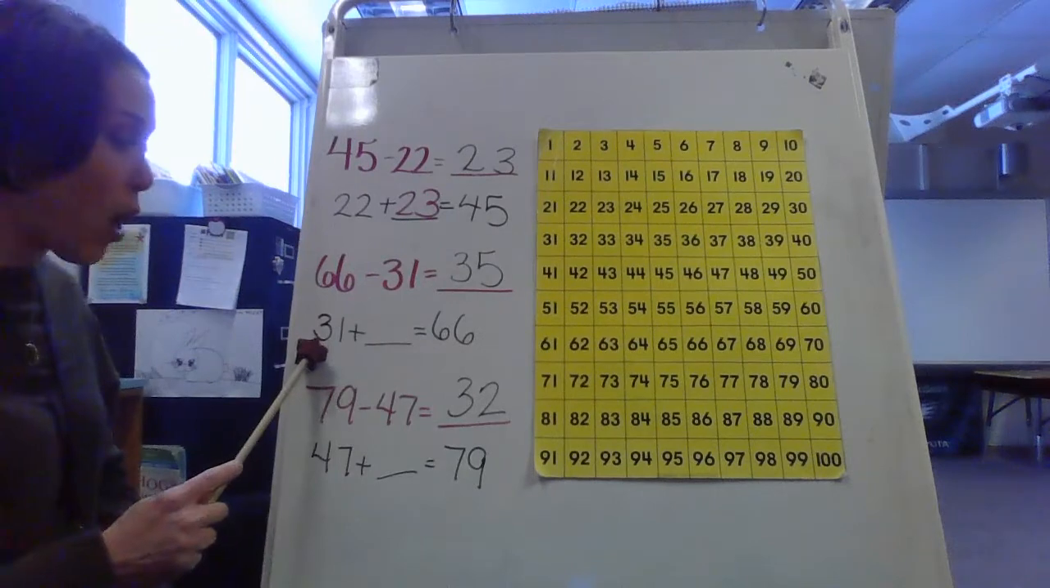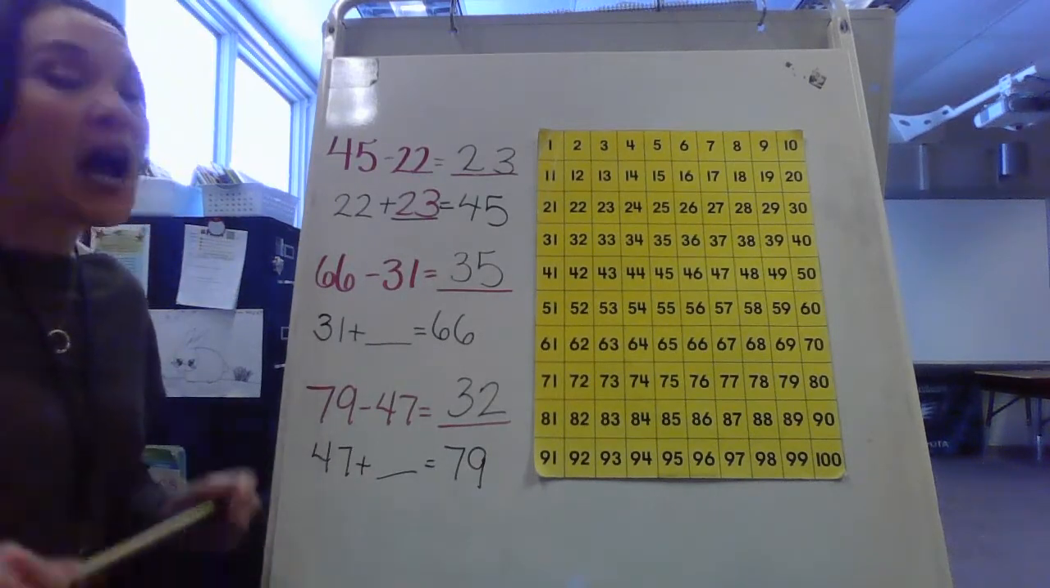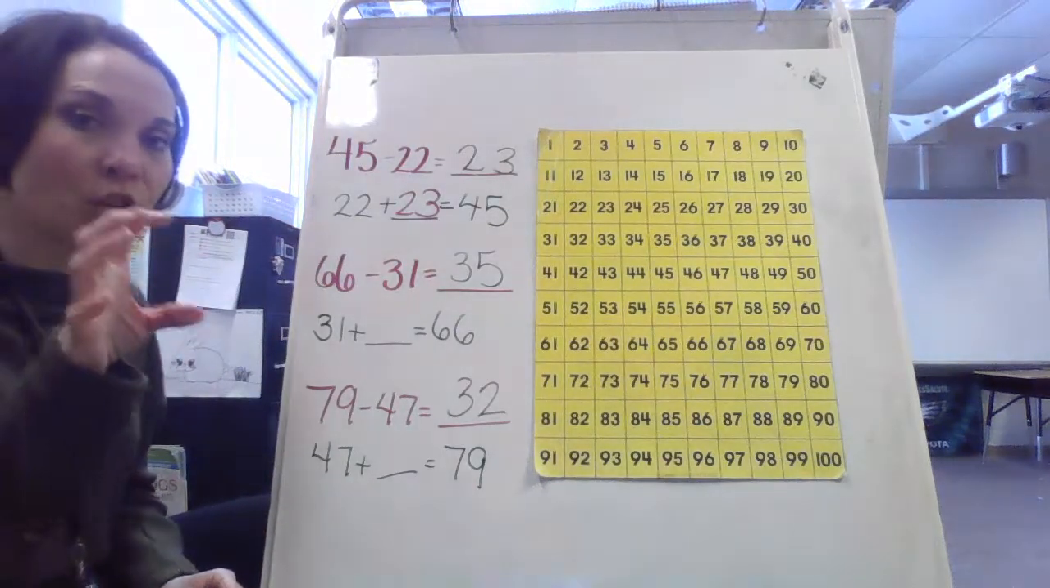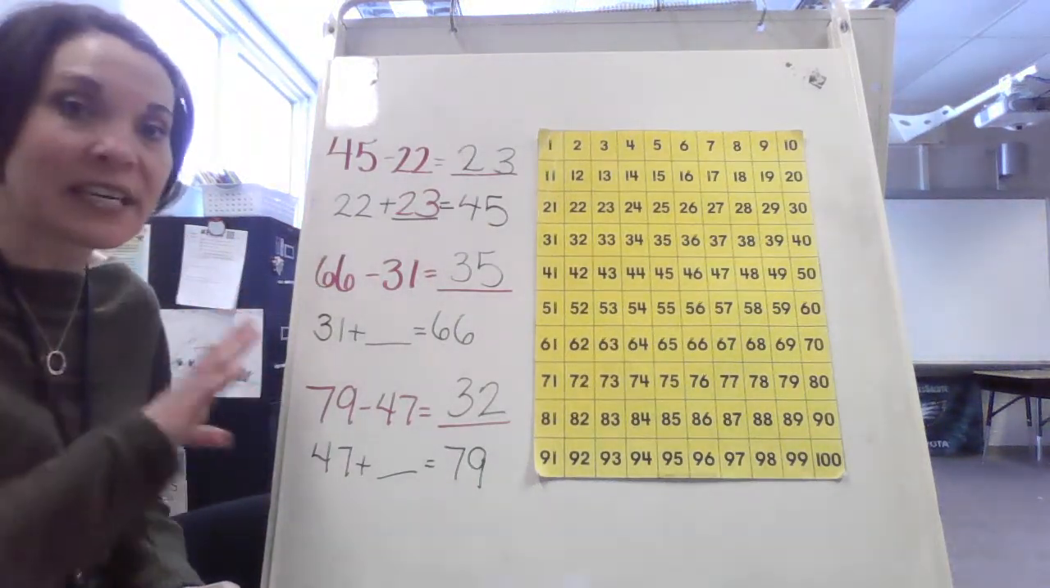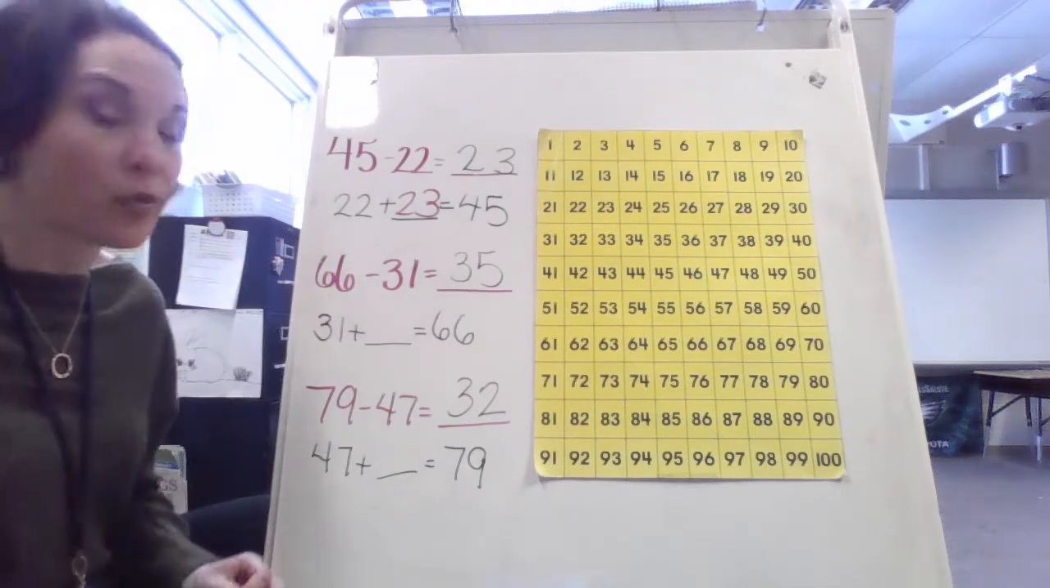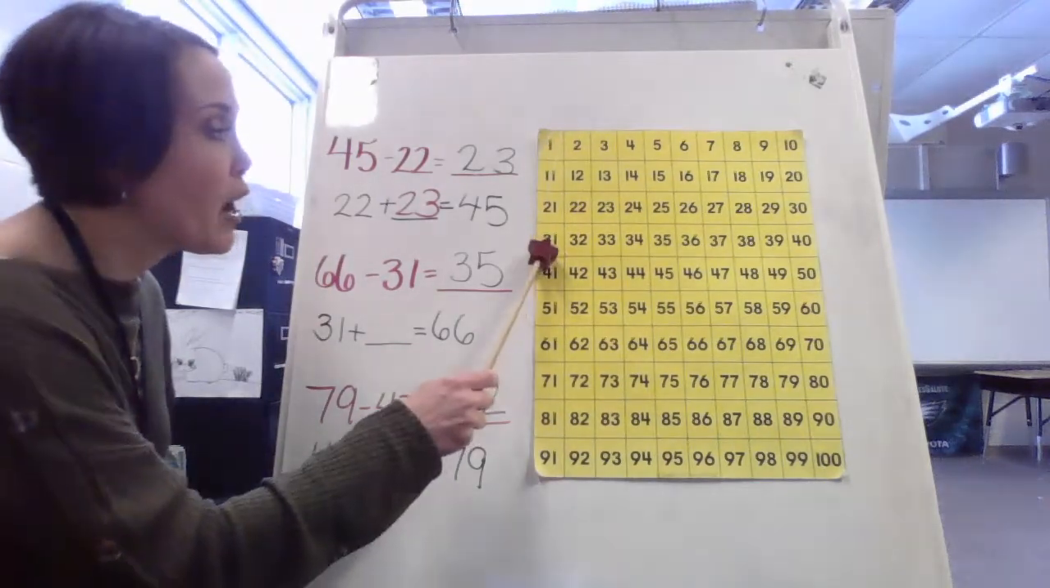So here I'm at 31 and I want to get to 66. I always like to start with my tens first. That's just me. I like to use those bigger place value pieces and get them out of the way and then handle my ones later. But we're going to do both. So let's go ahead and get started.